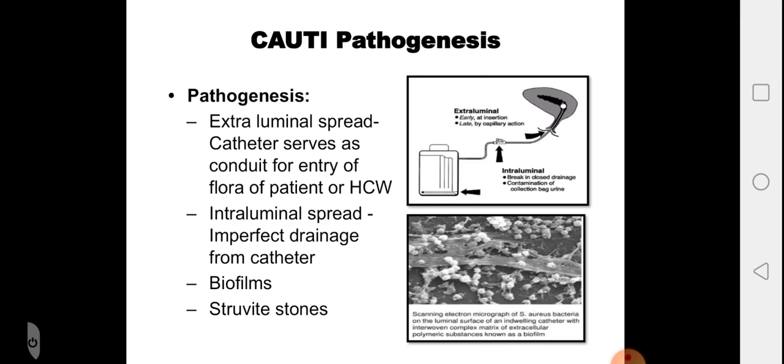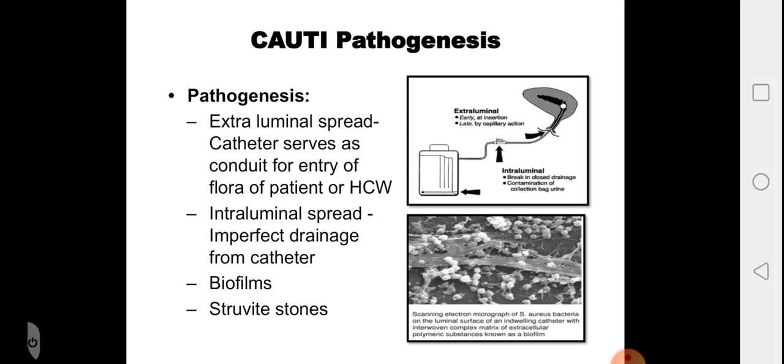Looking into the pathogenesis, the most common route is the extraluminal spread. So when you're trying to introduce the catheter, along with the catheter, you're also introducing the endogenous flora of the patient, which is lying in the periurethral area. This happens when the aseptic technique is not followed and this periurethral flora is introduced into the bladder, causing infection.